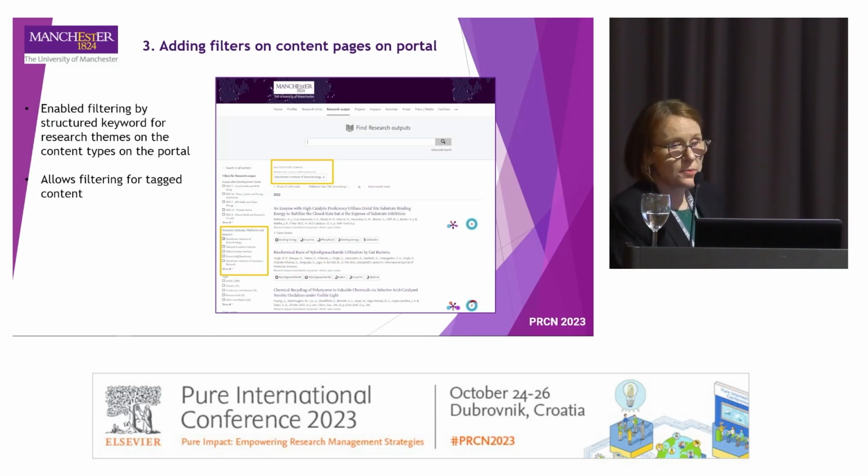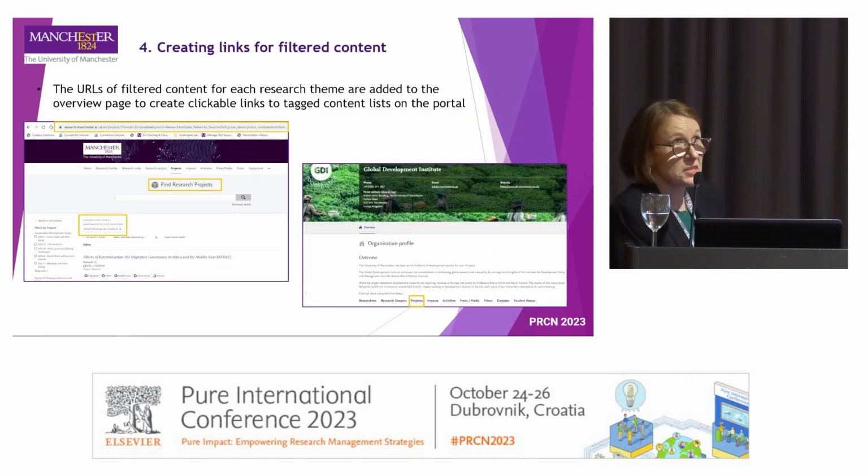As a third step, we added filters on content pages on the portal. So we've enabled the filtering on the left-hand menu, and basically we can select the relevant one, and it shows all the content that's tagged with that keyword on that page. With this filter, we created these clickable links. So we've got filtered content, as you can see here in this example.